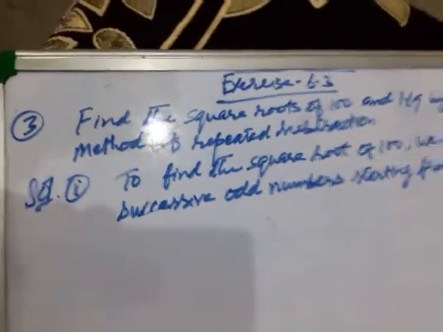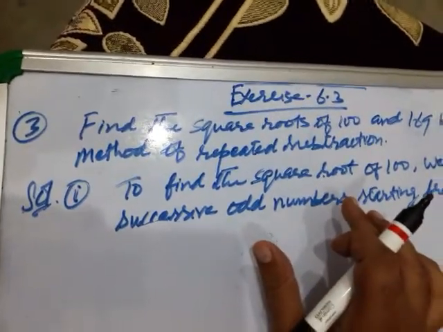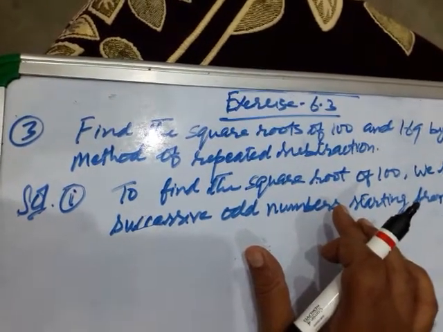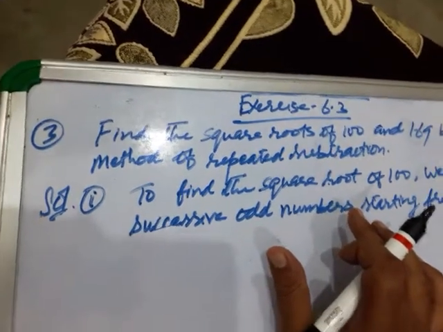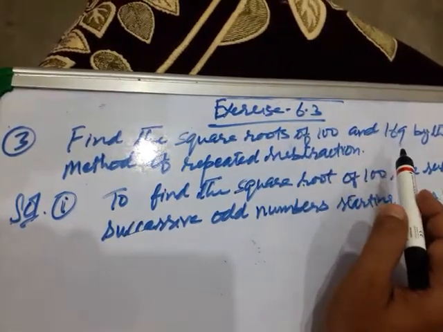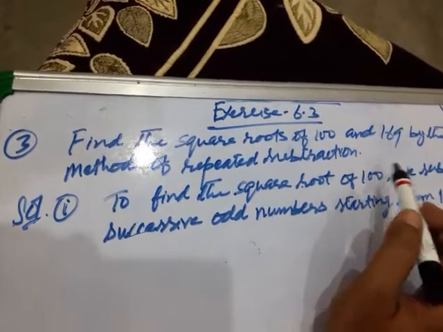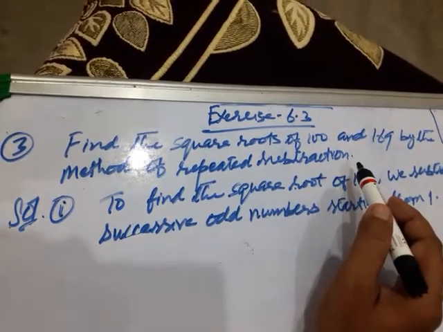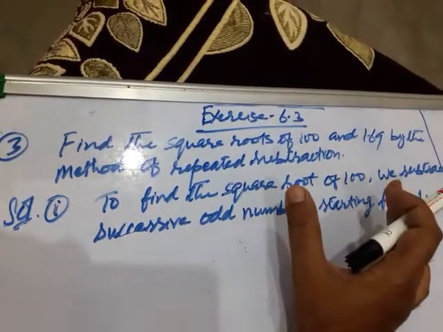Good morning, children. Let us resume exercise 6.3, that is squares and square roots. Question number 3: find the square roots of 100 and 169 by the method of repeated subtraction. What is the method of repeated subtraction?